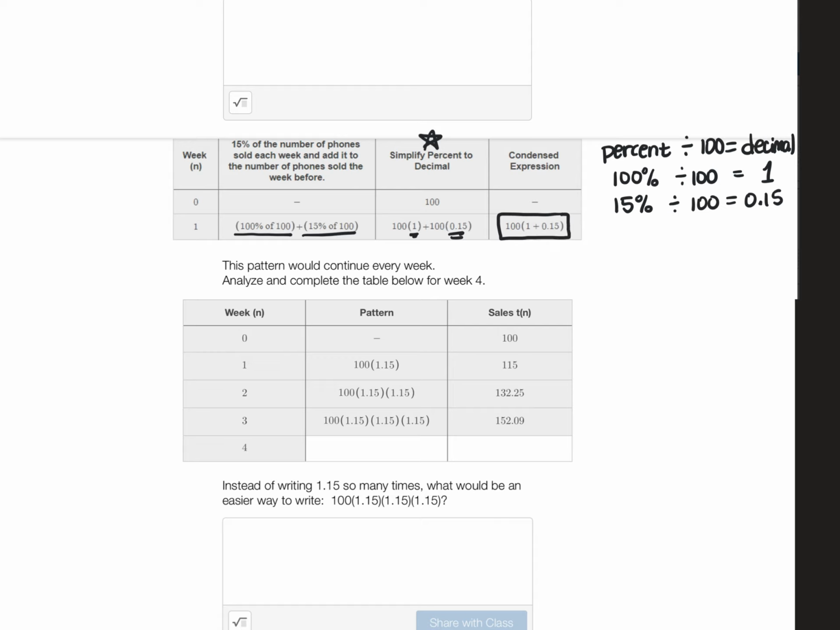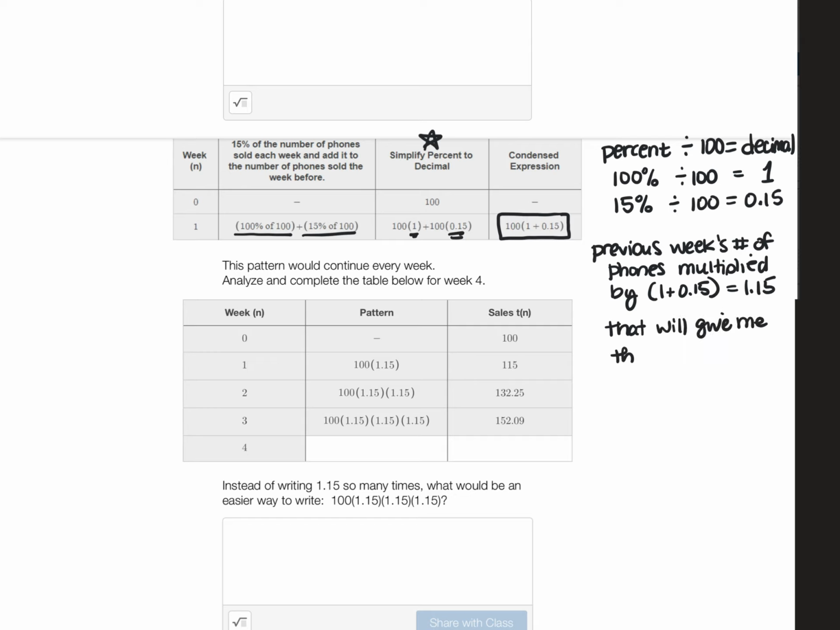So what this is telling me is if I take the previous week's number of phones and I multiply that by, let's see, 1 plus 0.15 is the same thing as saying 1.15. That will give me the amount of phones I'll sell this week. Now I'm writing this all out just so you can see what we're doing here.